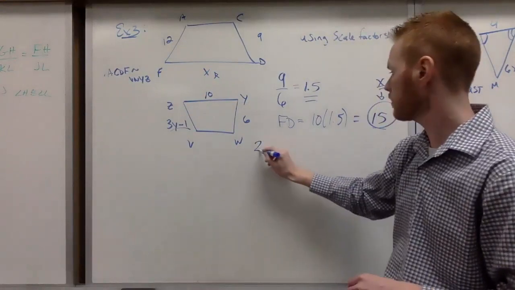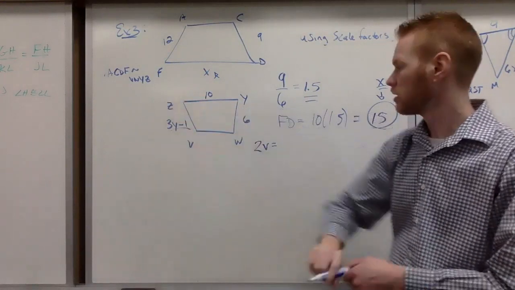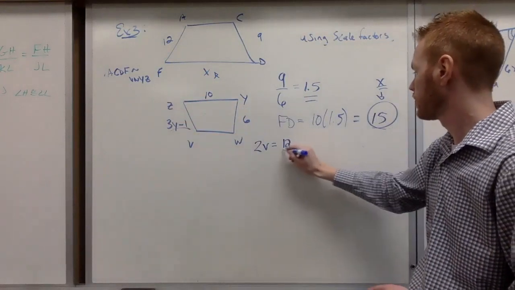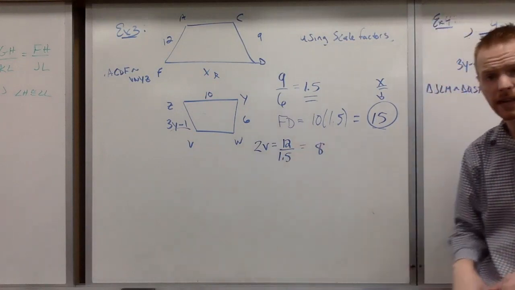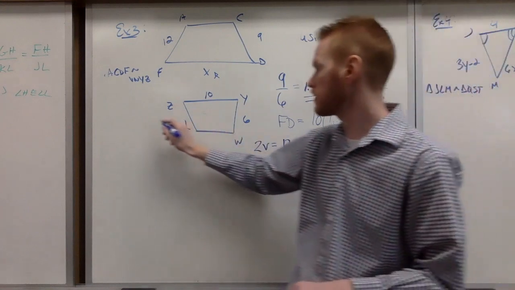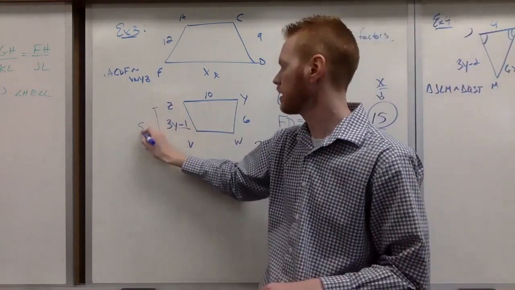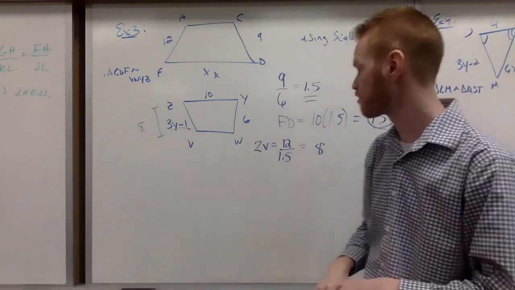Okay? So what I'm going to do first is figure out what is the length of this guy. That's going to be 12 divided by 1.5. When I do that, I get 8. Now that's not the answer. That means that this entire length is 8 inches, 8 feet. I don't know what it is yet, but it's 8 something.